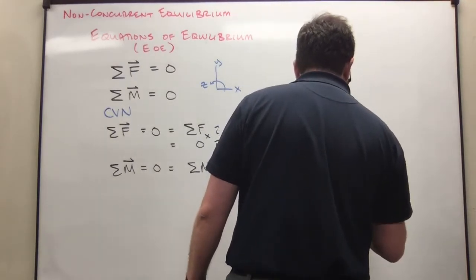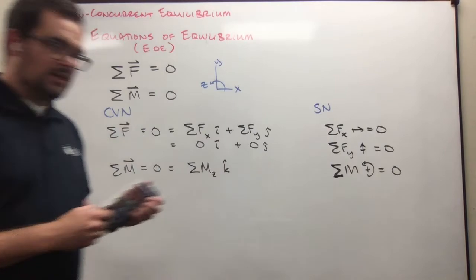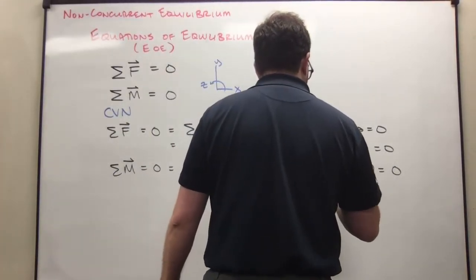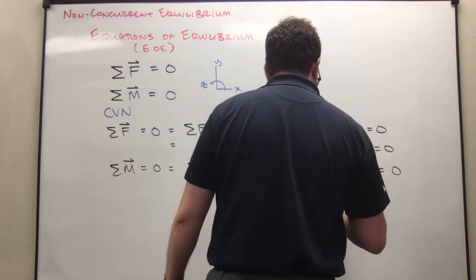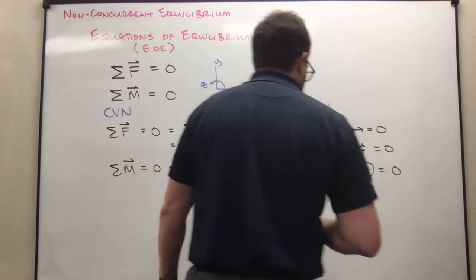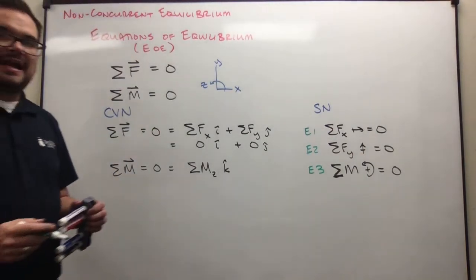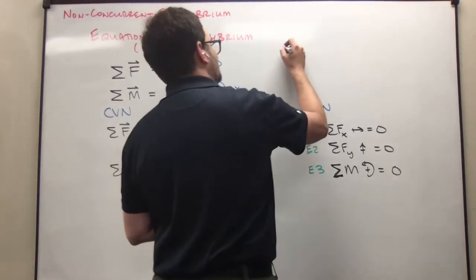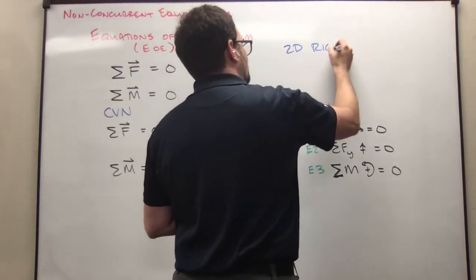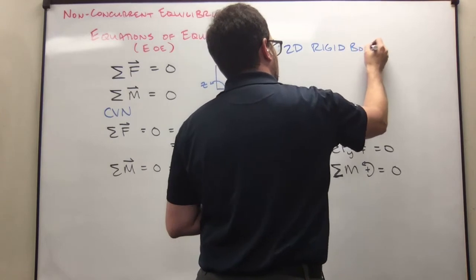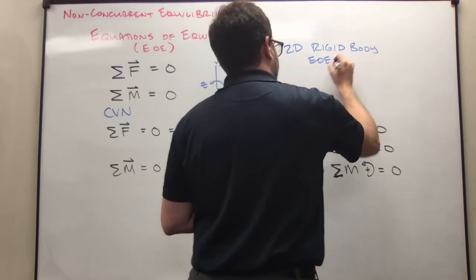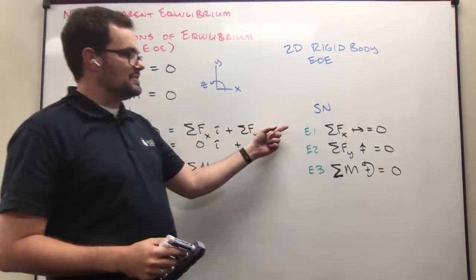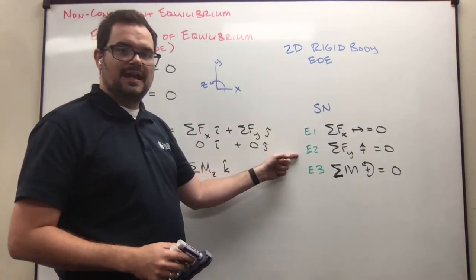So nothing's translating, nothing's rotating, and we notice here that we now have three equations of equilibrium. So when we were doing 2D particle equilibrium, we had two equations. When we were doing 3D particle equilibrium, we had three equations. Now we're doing 2D rigid body equations of equilibrium, EoE. And in this case, we have three equations: sum of the forces in the X, sum of the forces in the Y, and sum of the moments.